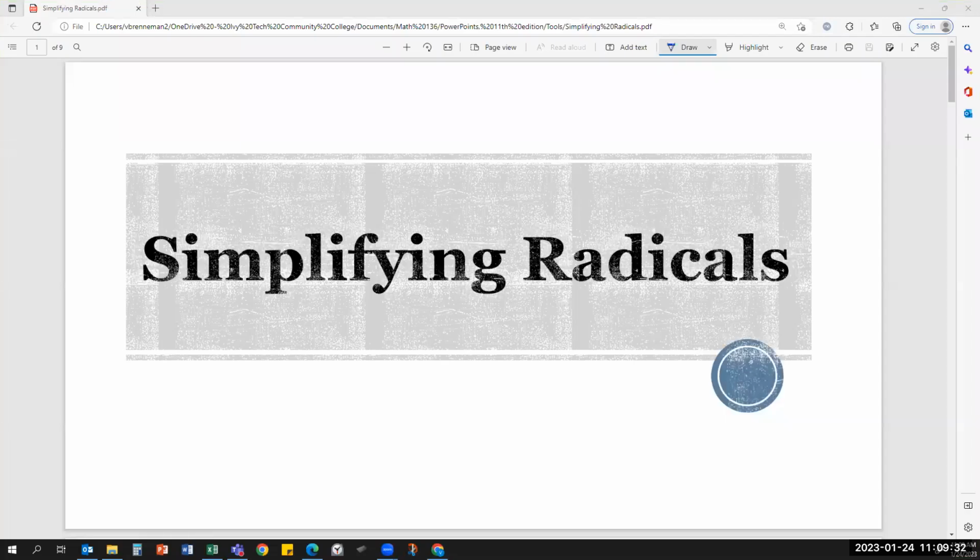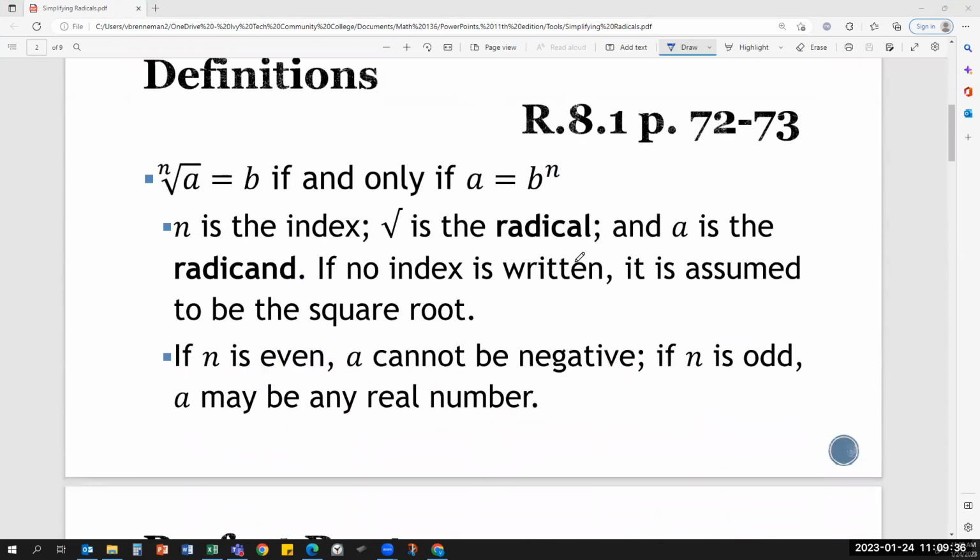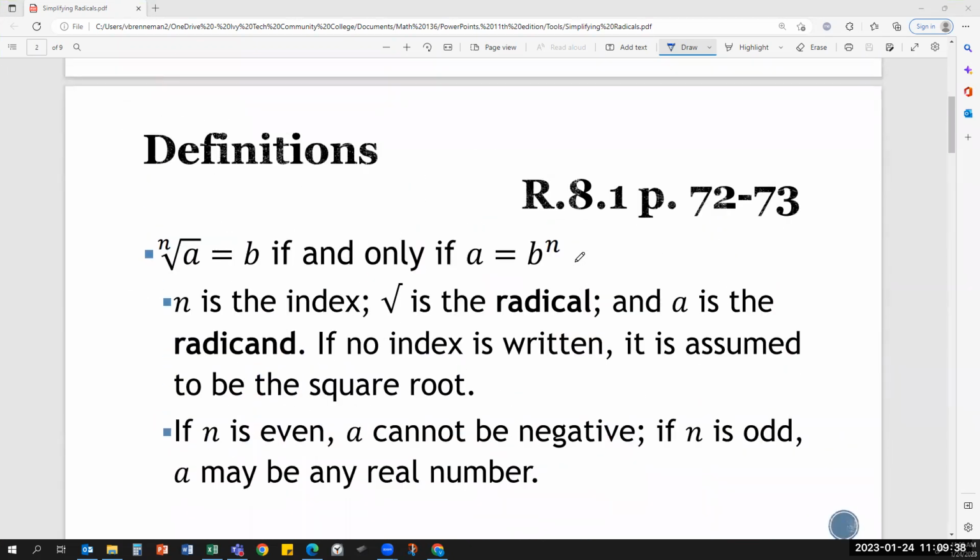Let's talk about simplifying radicals. So just some definitions to start with. Nth root of a is how we would read that. Nth root of a equals b if and only if a equals b to the n power. So the radical is the general term for that symbol for this type of calculation.